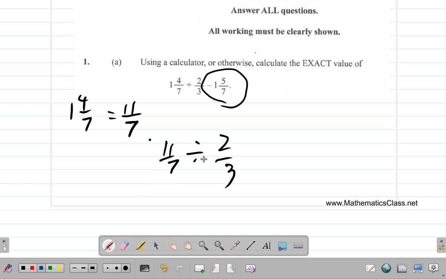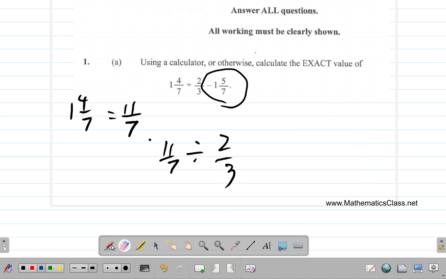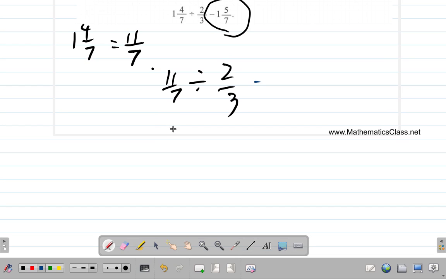Now you have to remember what you do when you have a fraction divided by another fraction. You see this is the numerator fraction and this is the denominator fraction. The numerator fraction goes up at the top and the denominator fraction goes down at the bottom, because you could write this as 7 divided by 2/3, with the numerator up at top and the denominator down at bottom. So what you do now, let me do the work down here: 11/7, the numerator, multiplied by the reciprocal of the denominator.